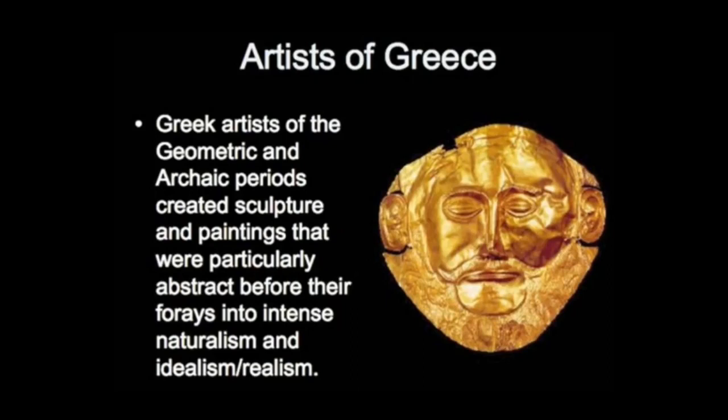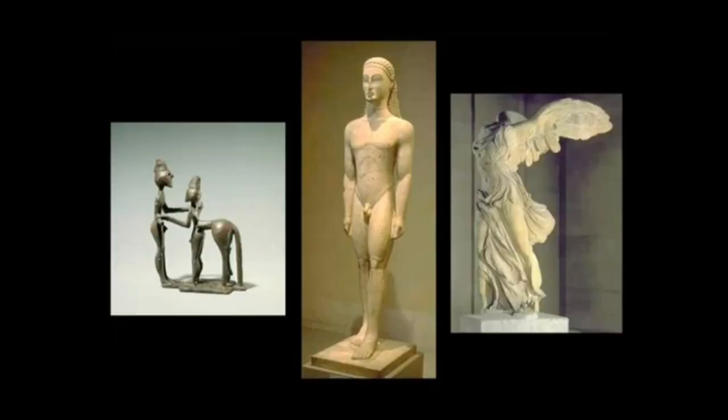Welcome to part 2 of your Forerunners of Modern Art. We're going to start with the artists of Greece today. Now, Greek artists of the geometric and archaic periods created sculpture and paintings that were particularly abstract before their forays into intense naturalism and idealism or realism. As you see in these slides, a definite progression takes place from the image on the left to the image on the right in terms of moving toward realism.